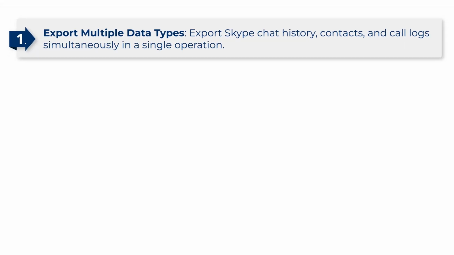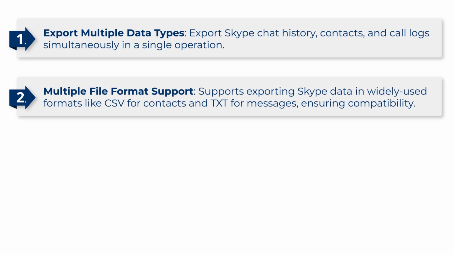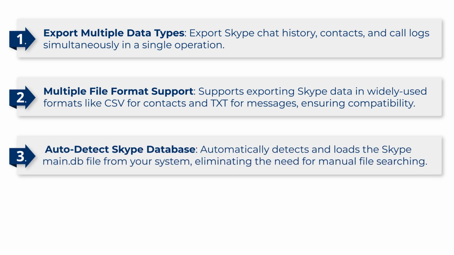Export multiple data types. Export Skype chat history, contacts, and call logs simultaneously in a single operation, saving time and effort. Multiple file format support. Supports exporting Skype data in widely used formats like CSV for contacts and text for messages, ensuring compatibility with various applications. Auto-detect Skype database. Automatically detects and loads the Skype main.db file from your system, eliminating the need for manual file searching.